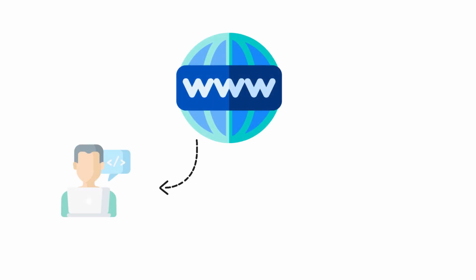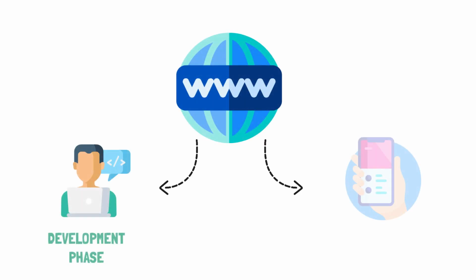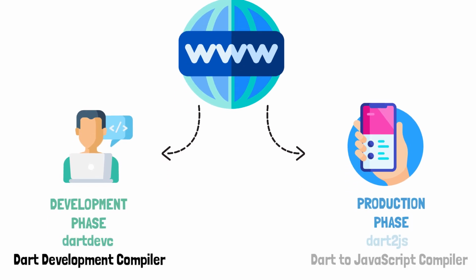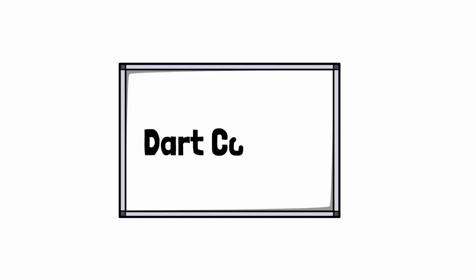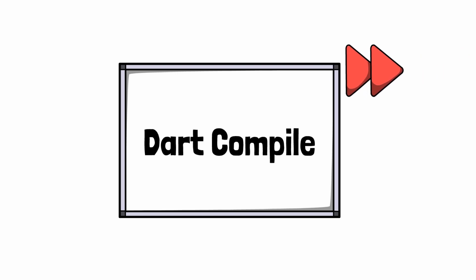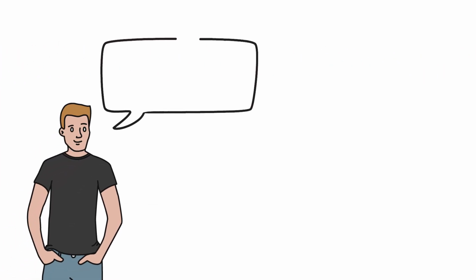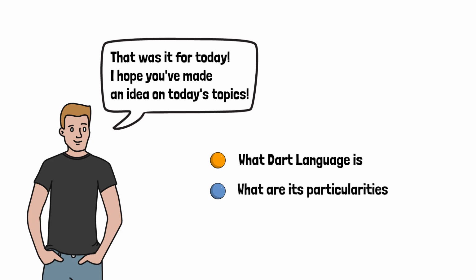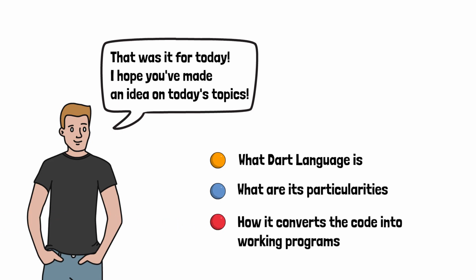In terms of web apps, Dart also has its own development and production compilers. This time though, they'll convert the Dart code into JavaScript code to be able to run it on the web. Again, we'll talk about all these compile methods more in depth in future tutorials, so that you'll have a more practical approach to them. Anyways, this was the tutorial for today. I hope you now have a brief idea of what the Dart language is, what its most important particularities are, and how it can run code on multiple platforms.